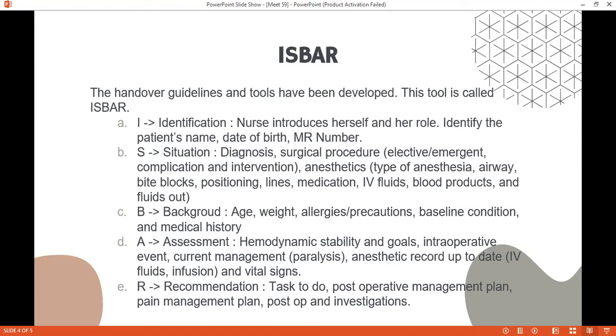A, assessment: hemodynamic stability and goals, intraoperative events, current management or paralysis, anesthetic record up to date, IV fluid infusion, and vital signs. R, recommendation: tasks to do, post-operative management plan, pain management plan, post-op, and investigation.